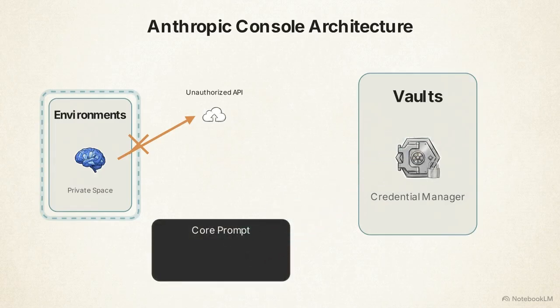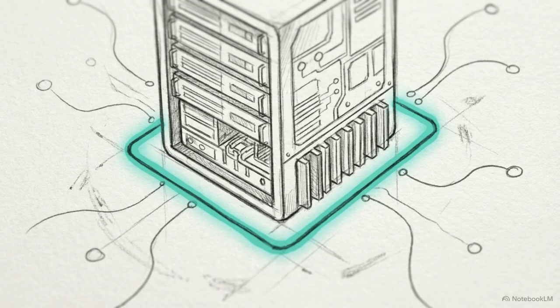Sensitive data, like a Slack API token, is stored securely in the Vault rather than being hard-coded into the core prompt. Skipping these sandboxing steps introduces severe operational risks. Securing the execution environment and managing credentials is the mandatory prerequisite for autonomous enterprise tool calling.